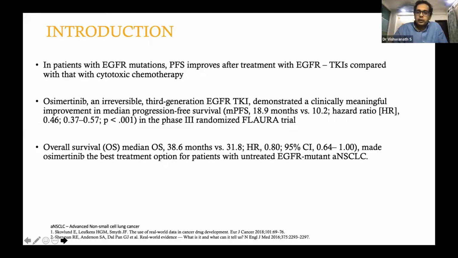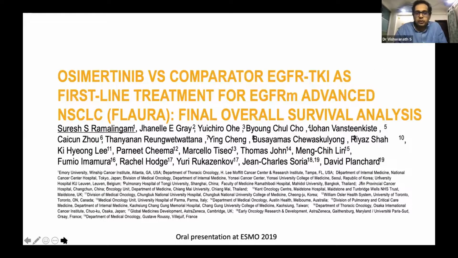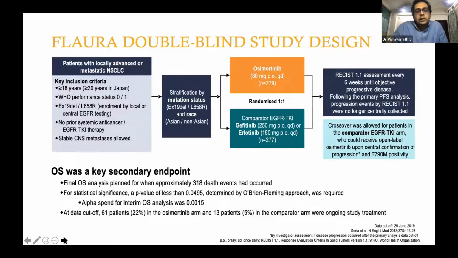of 18.9 months versus 10.2 months in the FLAURA trial, and the hazard ratio was very impressive at 0.46. And the overall survival, which was presented by Ramalingam and colleagues, also showed that the overall survival was 38.6 months versus 31.8 months. Again, an impressive hazard ratio of 0.8, and definitely has made Osimertinib the best option for these patients. So this is a brief description of the FLAURA trial, which Dr. Rosario also alluded to. So the final OS survival.